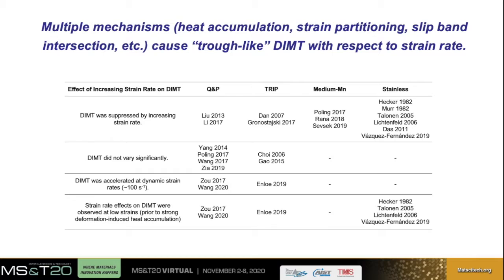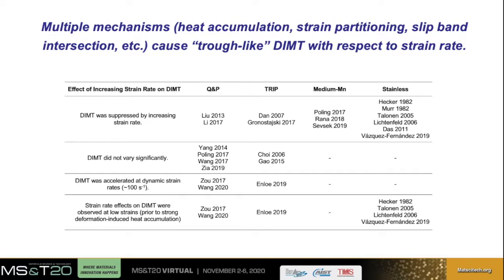So this table lists papers that have reported the effects of increasing strain rate on the deformation-induced martensite transformation, and each column represents a microstructure created with different alloying and thermal processing. Generally, austenite stability and austenite volume fraction increases from left to right, with the Q&P and TRIP steels containing around 10% austenite and the stainless steels containing about 100% austenite. For very high stabilities and volume fractions of austenite, i.e. stainless steel, medium manganese steels, the deformation-induced martensite transformation is categorically suppressed by increasing strain rate. This has really been attributed to adiabatic heat accumulation to above the MD temperature during deformation.